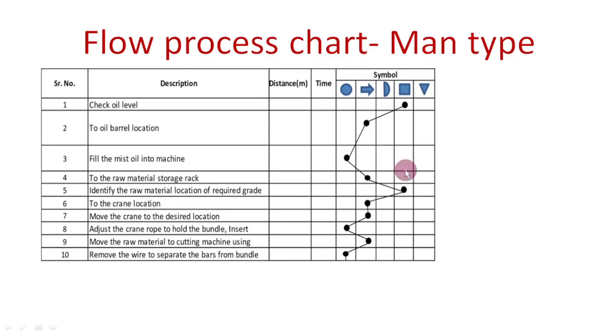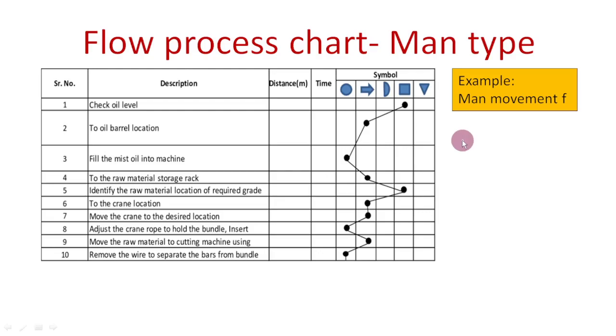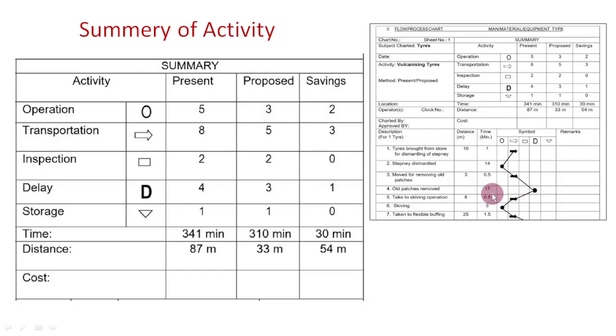In the man type, in the similar way, the movement of the man will be recorded. So basic symbols of operation, transport, delay, inspection, and storage will be mentioned. All activities will be listed one by one, and the flow process chart connects the different activities that will be represented.